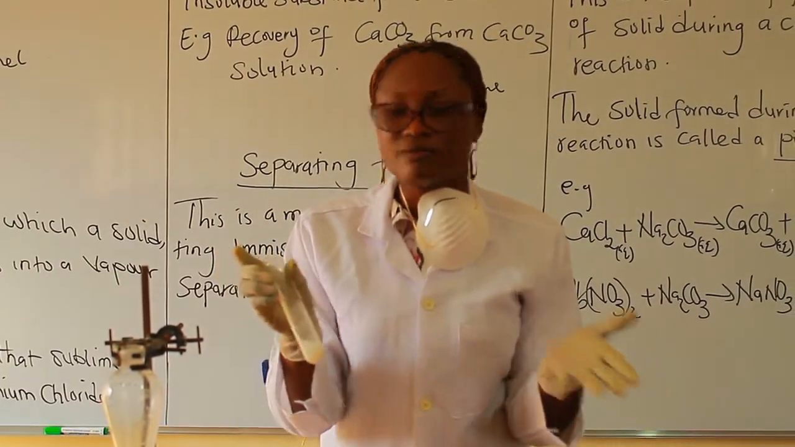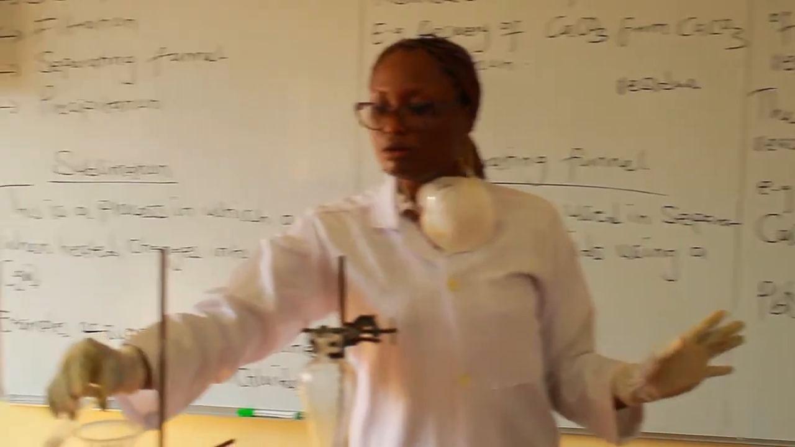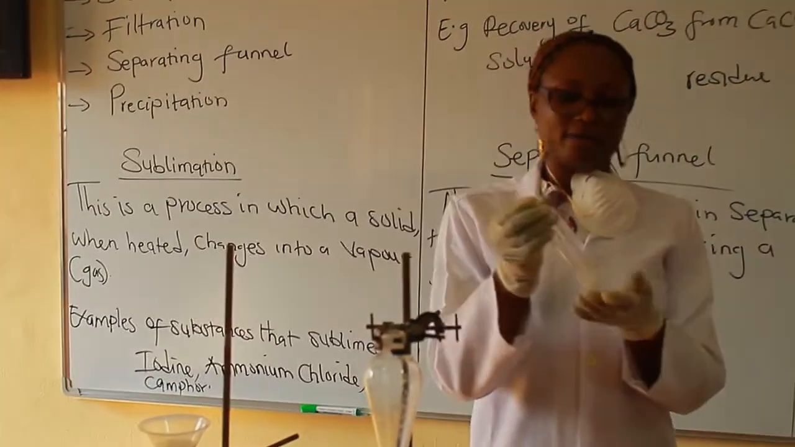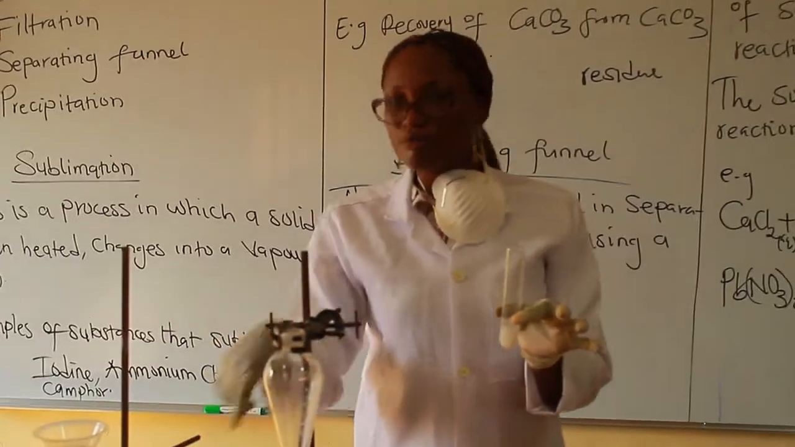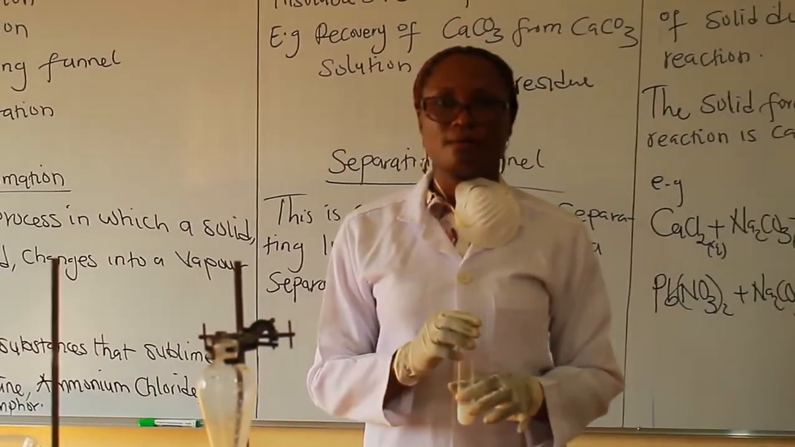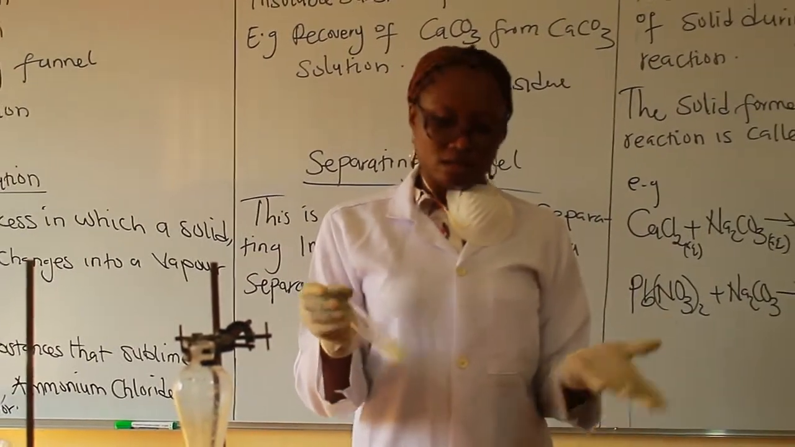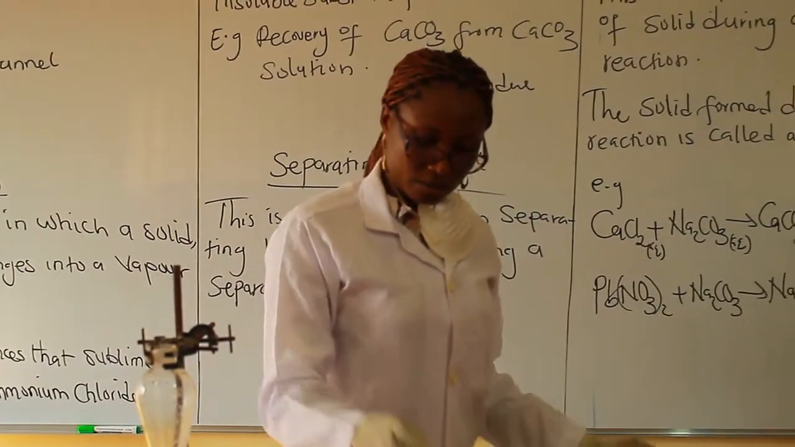Filtration. Very simple. All you need to do is just to pour this thing into this, and then you have your calcium carbonate, and then the sodium chloride will pass through the filter paper, and then you have it in the beaker. Okay, so that is it. This is for calcium chloride and sodium carbonate.